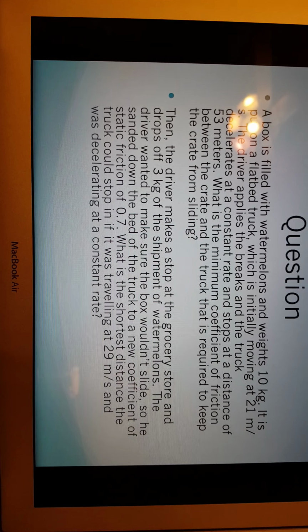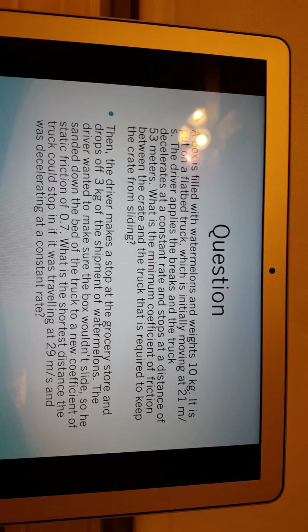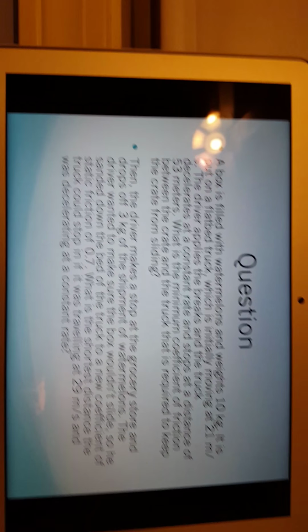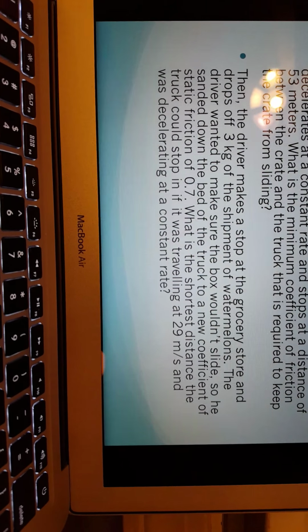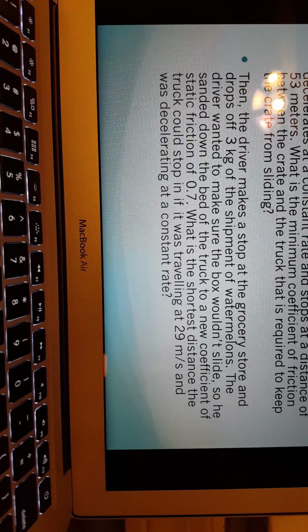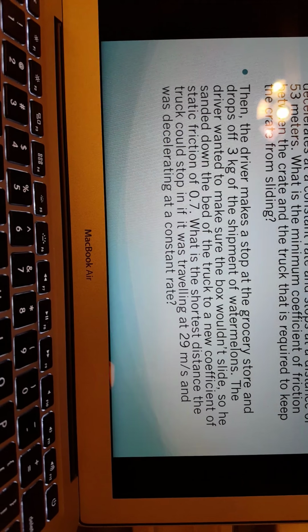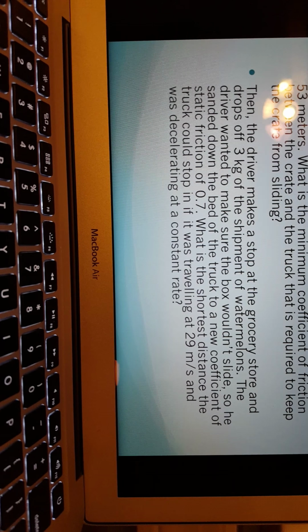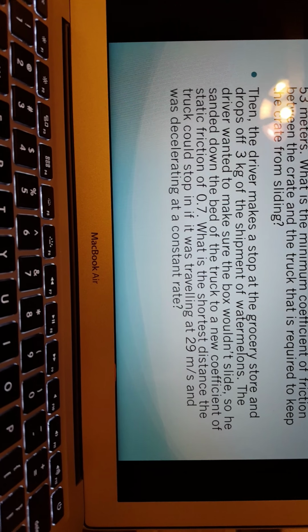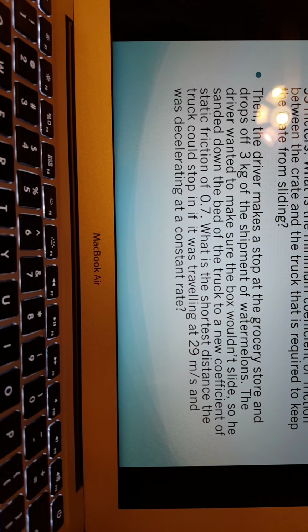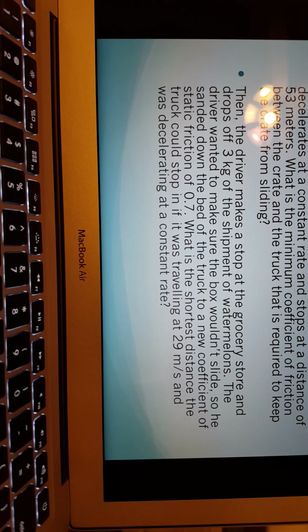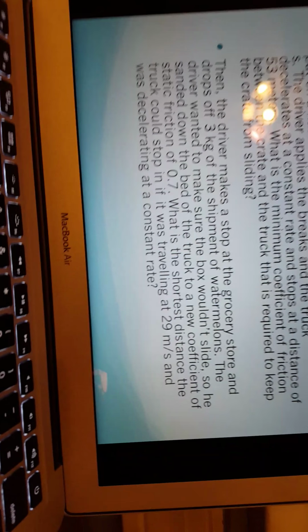Now, we go back to our question, and now we can try and solve for the second half. I'll repeat the question again. Then the driver makes a stop at the grocery store and drops off 3 kilograms of the shipment of watermelons. The driver wanted to make sure the box wouldn't slide, so he sanded down the bed of the truck to a new coefficient of static friction of 0.7. What is the shortest distance the truck could stop in if it was traveling at 29 meters per second and was decelerating at a constant rate?